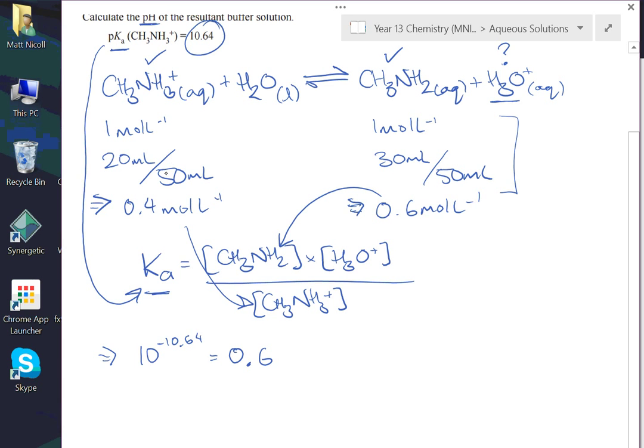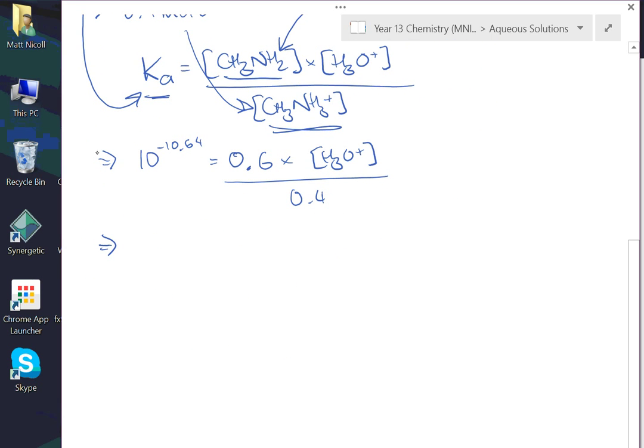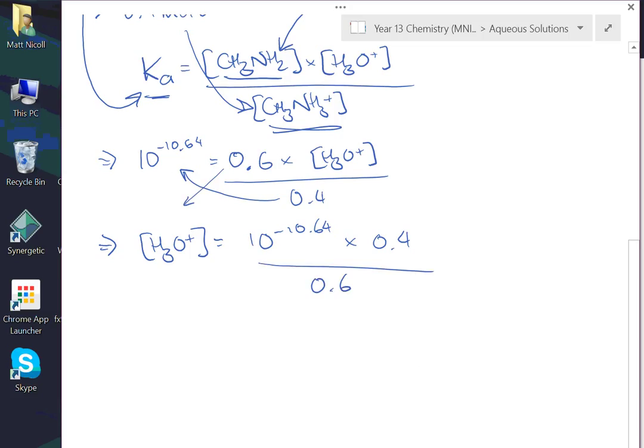Equals 0.6, this top value here, times hydronium ion concentration over 0.4, our acid's new concentration. Then what I can do is rearrange this to make hydronium my subject, because of course I want this to be the subject to find the pH. So I'm going to multiply both sides by 0.4, so 10 to the negative 10.64, whoops, times 0.4, and then I'm going to divide both sides by 0.6, and I'm going to solve.